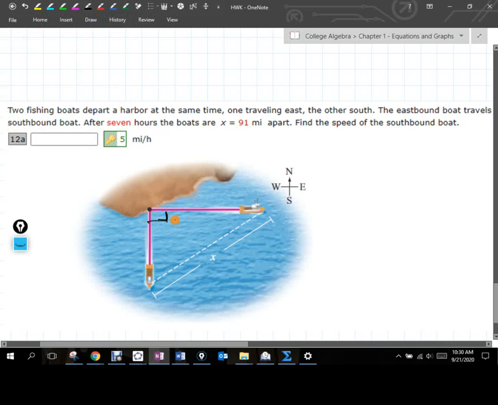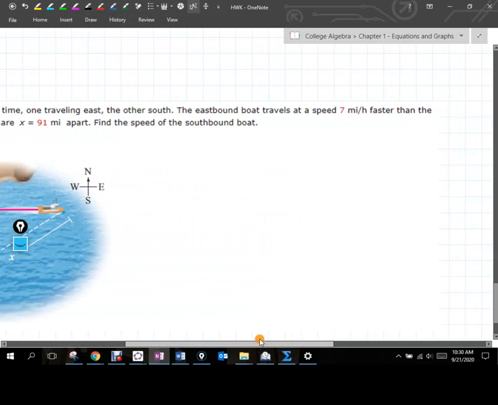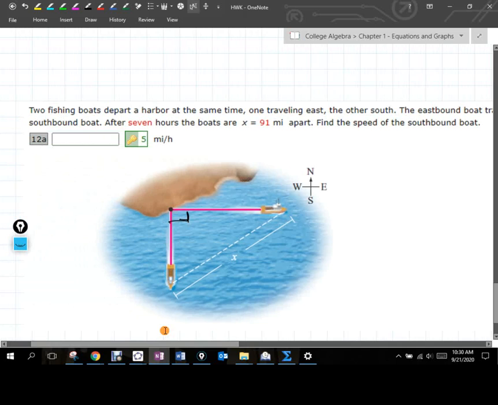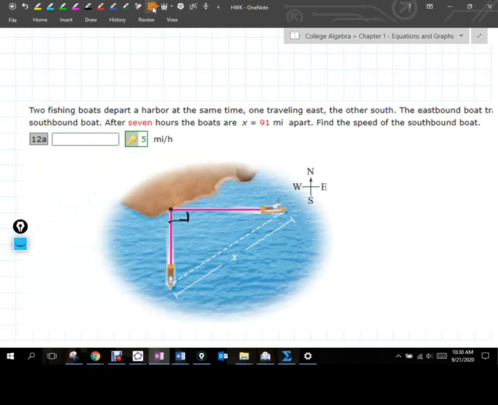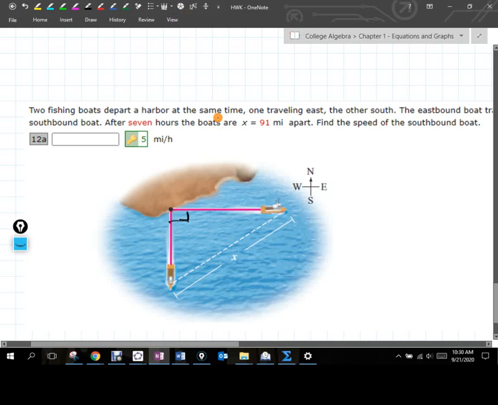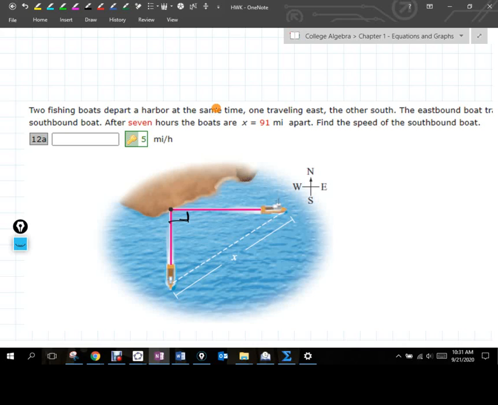It says then, the eastbound boat travels at a speed 7 miles per hour faster than the southbound boat. Okay. Gives me 2 rates. Eastbound boat, southbound boat. But they're not numerical. Okay, but it says the eastbound boat travels 7 miles faster than the southbound. Do you know how fast the southbound is going? No. So when you have unknown things that are related to one another, you let the simplest thing, or the one you know the least amount about, be your variable. Does that make sense?